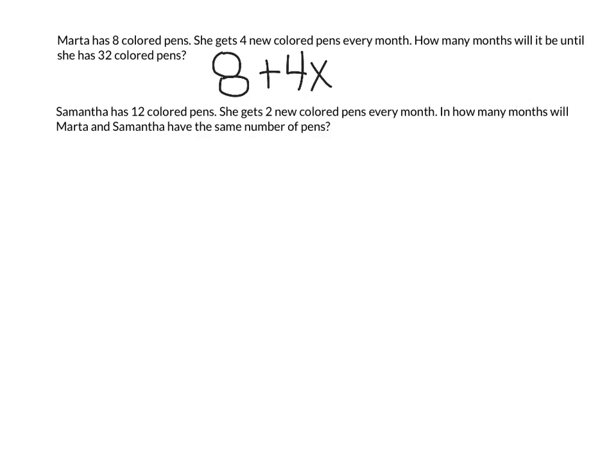So now we are going to add another part to this question. So far, we answered the first question and we came up with this equation to represent it. Here's the next part of the question. Samantha has 12 colored pens. She gets 2 new colored pens every month. In how many months will Marta and Samantha have the same number of pens?